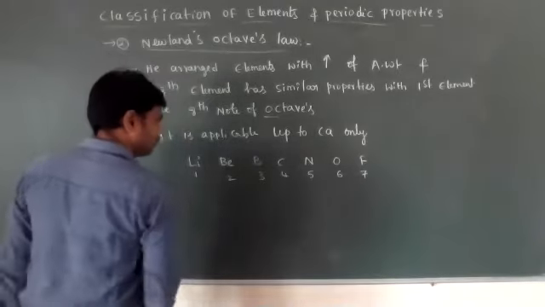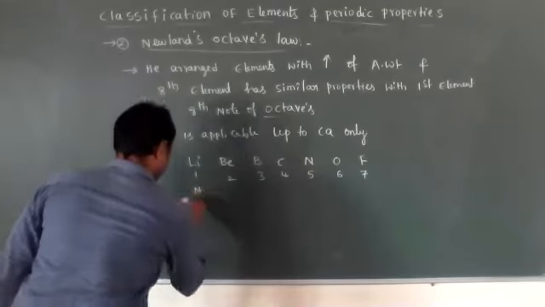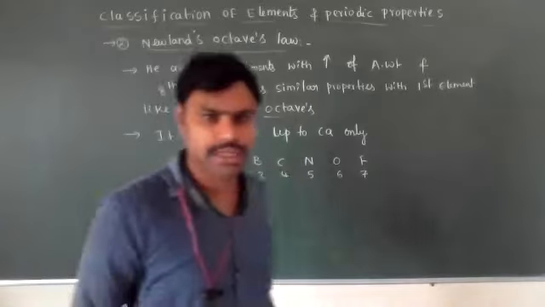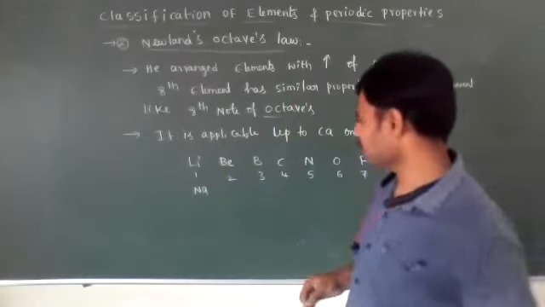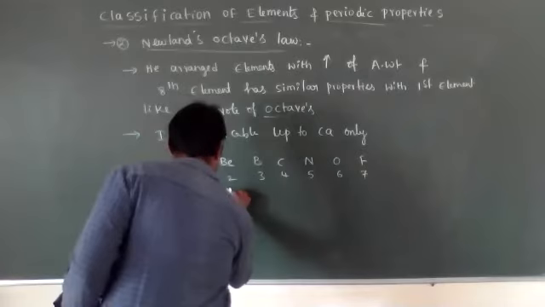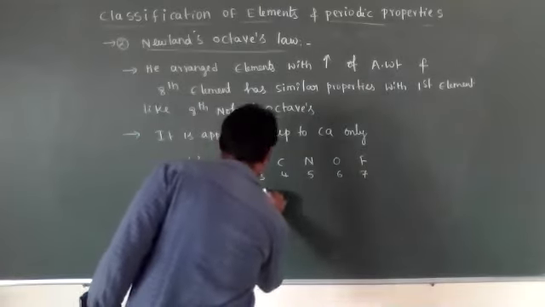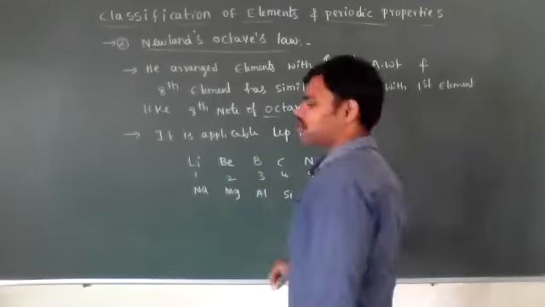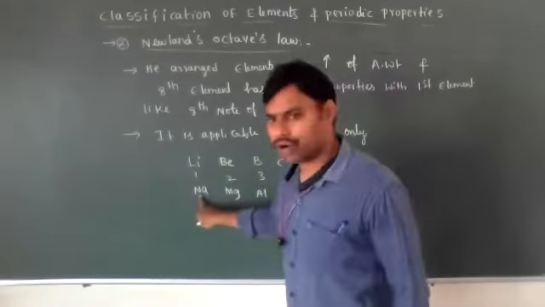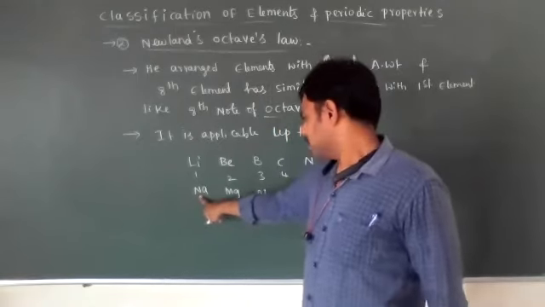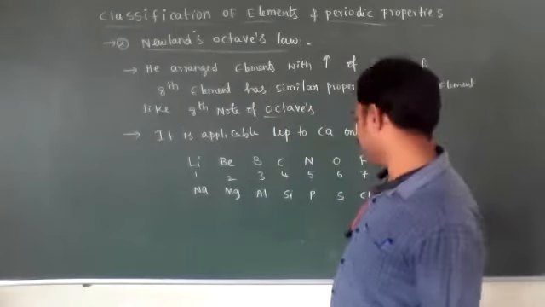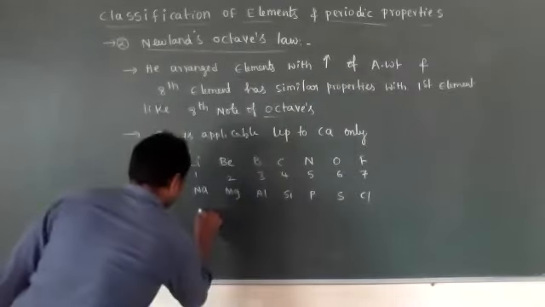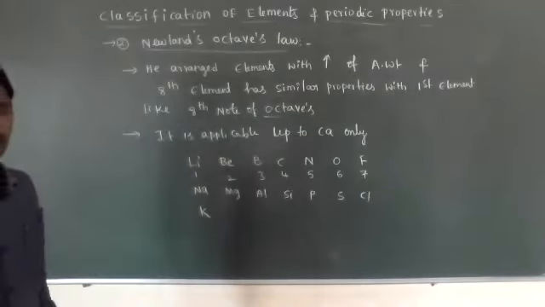Next, the 8th element comes back to lithium's position; that is sodium, he said. So lithium and sodium have similar properties. Then sodium, magnesium, aluminum, silicon, phosphorus, sulfur and chlorine. Again, sodium is the first element in this series and the 7th element is chlorine. Again, the 8th element, potassium, comes down to the sodium.